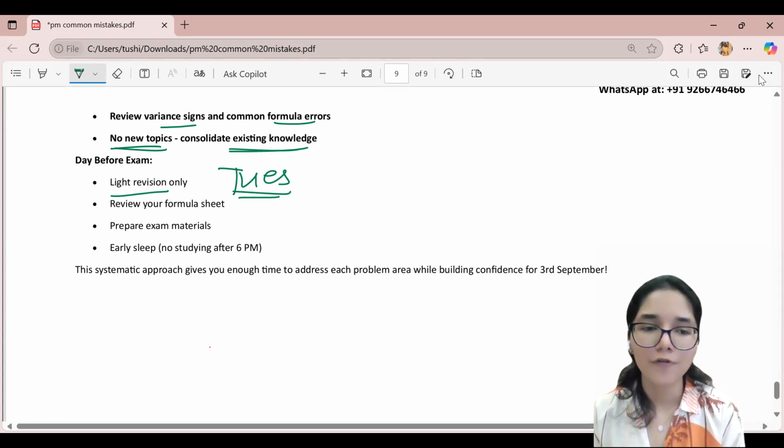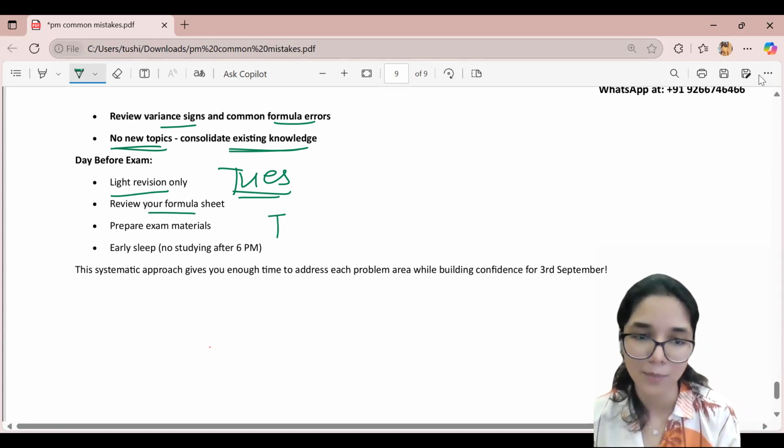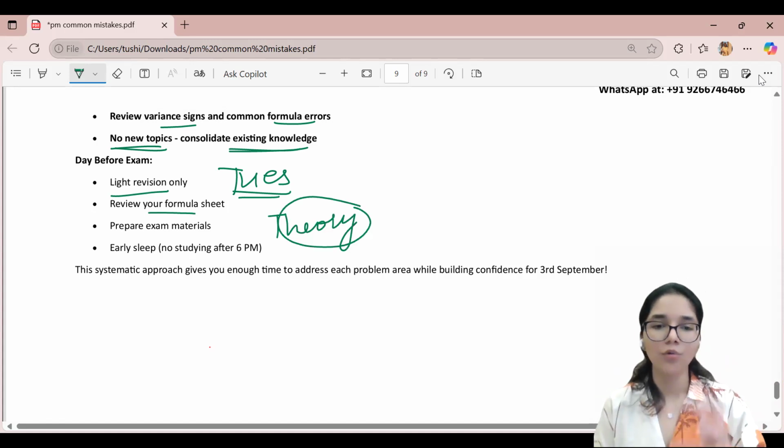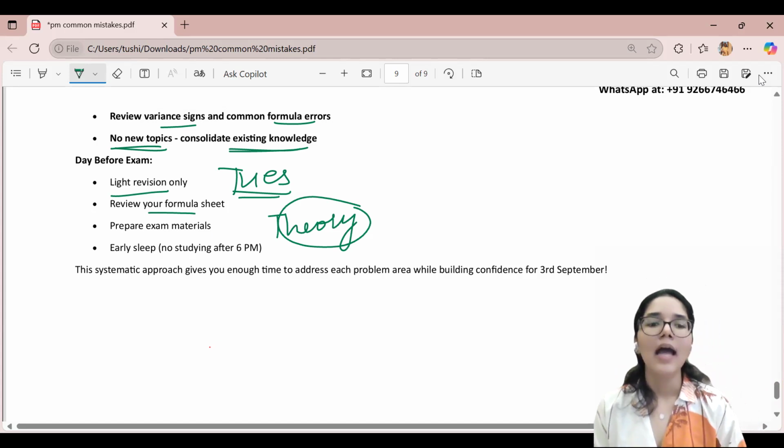You will review your formula sheet, whatever materials you have prepared, you will go through those notes. Theory notes are very important. Ensure you go through the theory notes on the day of the exam also, before you reach the center.